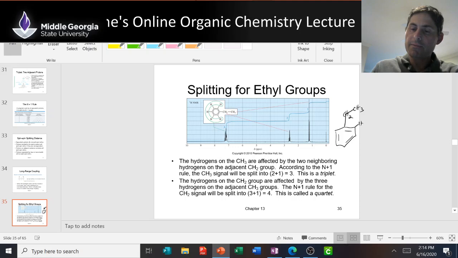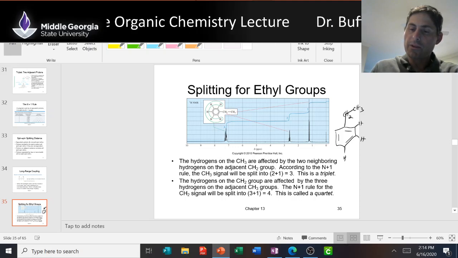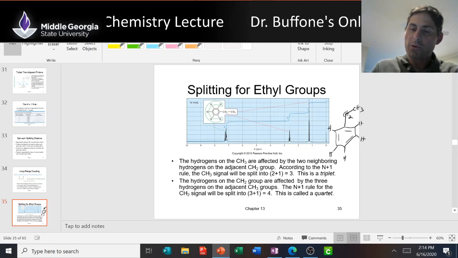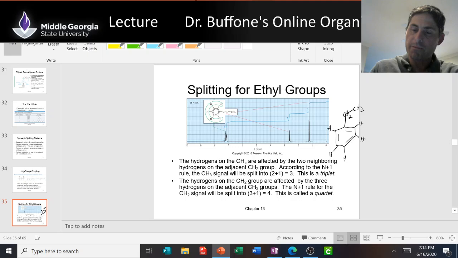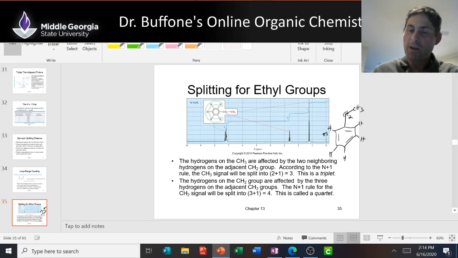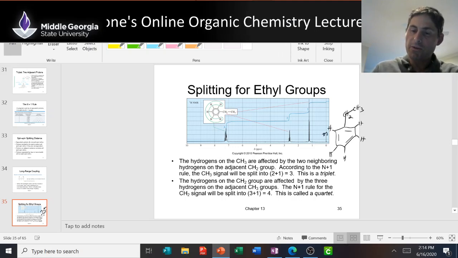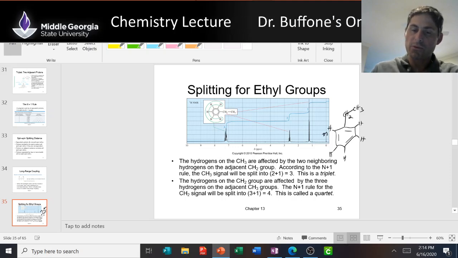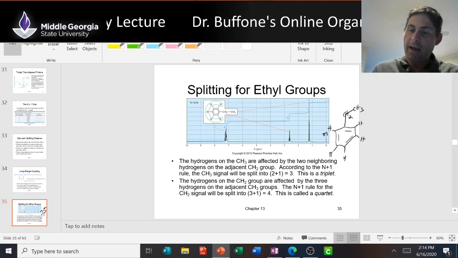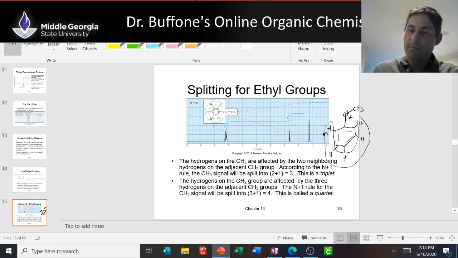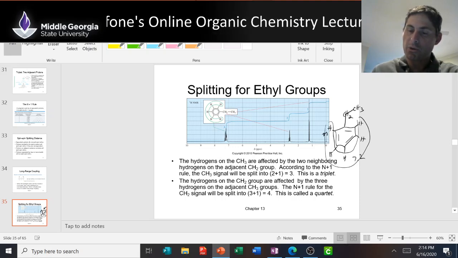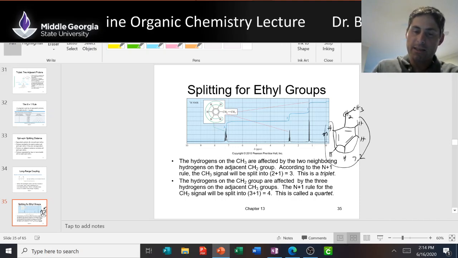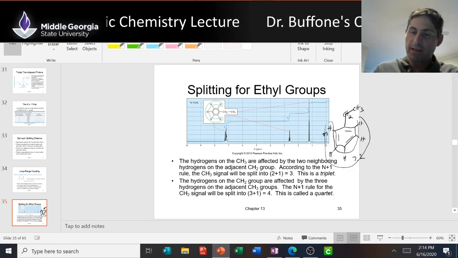I am going to get a signal for the aromatic protons. This is TMS, by the way, right there. I'm going to get one signal for these, one signal for these, and one signal for these. So 1, 2, 3 different signals. The aromatic shows up at 7.2, way down here, right? That's these guys.